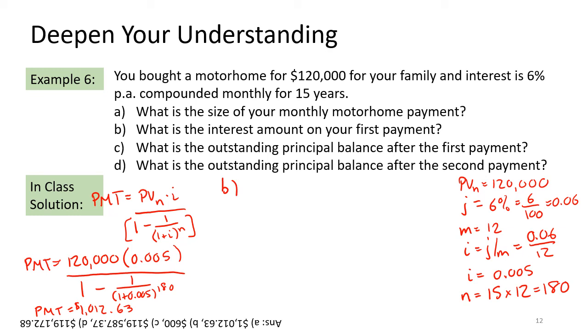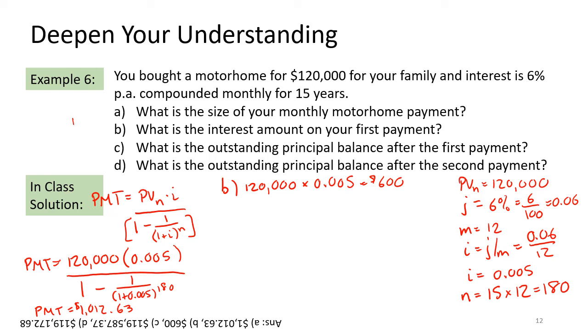Okay? So now for part B, what is the interest amount on your first payment? Again, just like last question, we haven't made a payment yet, so our principal is the full amount, $120,000. That's all the money we took out to buy this motorhome, multiplied by your periodic interest rate, 0.005. Okay? If we calculate that out, we get $600.